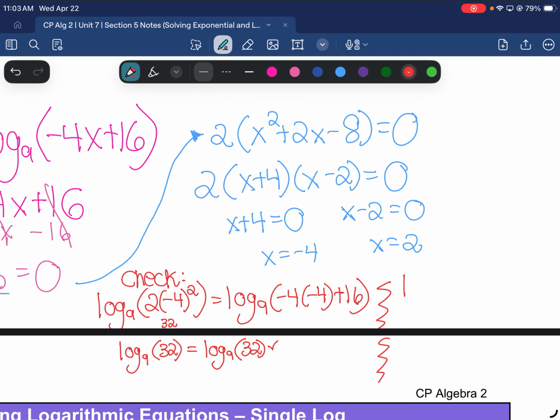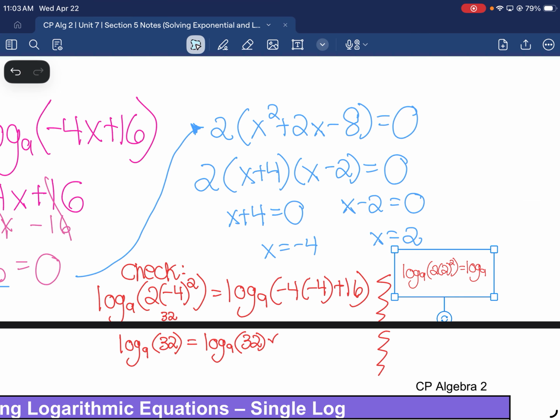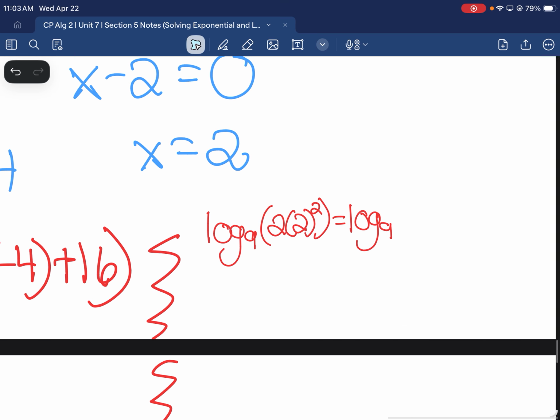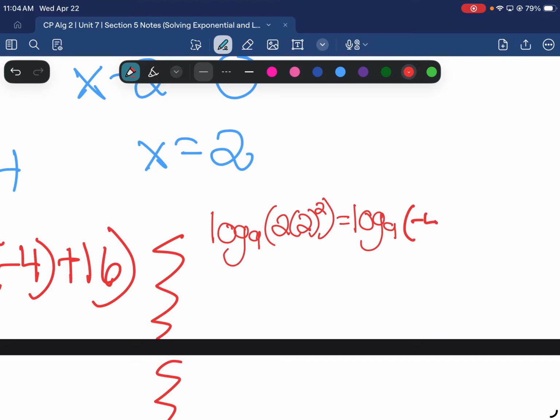Okay, now I'll plug in the other one. Man, I'm really running out of room. Write smaller. Zoom in. Yeah, that one worked too. Okay.